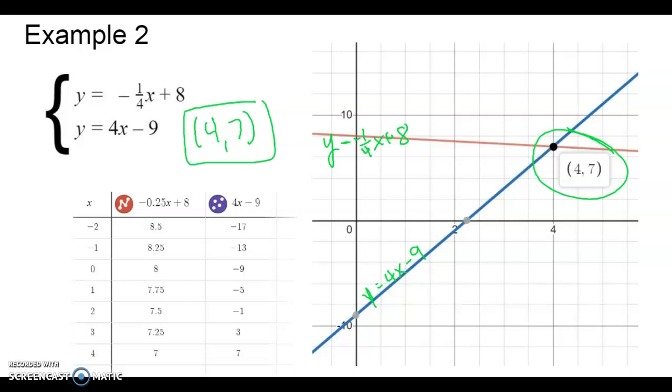So in my table, I want to look to see which input has the same outputs for both lines. And I can see that that happens all the way down here. When my input is 4, my output is 7 for both equations, which tells me that my final answer, or my ordered pair that makes both equations true, is the ordered pair 4, 7.